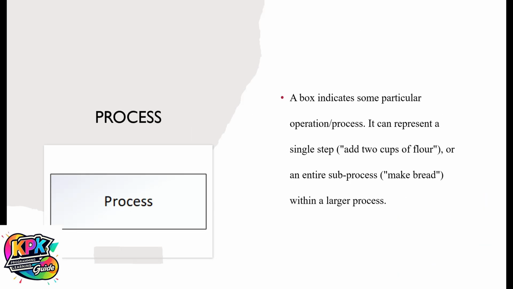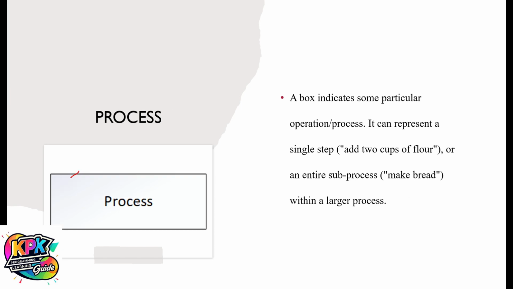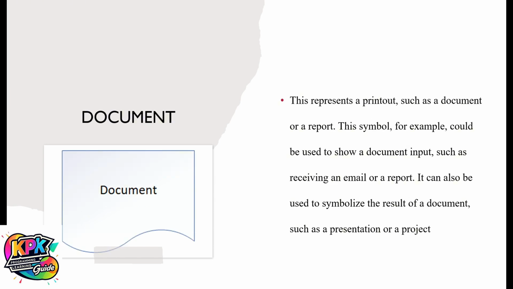The next symbol is the process. The rectangle symbol is used to represent a process. A process is basically an action or motion. So this is what we use to represent a process. Here you see that there was a process happening. The student took funds from the parents, left the house, crossed the street, entered the shop, chose a pen, made payment. All these are processes. The next shape is the document. This shape is used to represent a document. Anytime you want to symbolize a document in a flowchart, you use this shape.